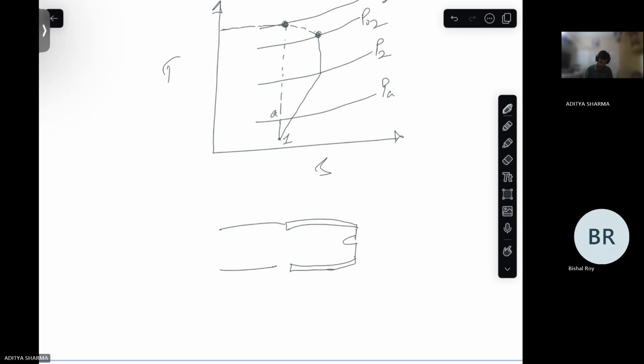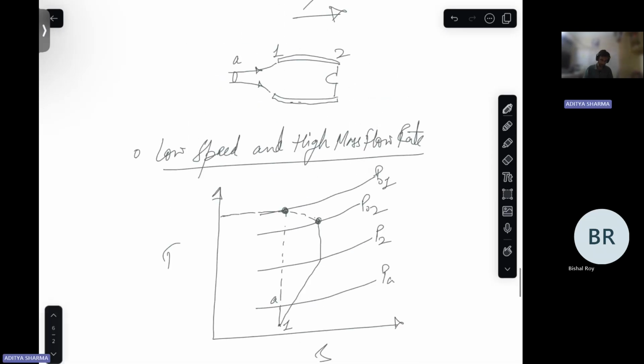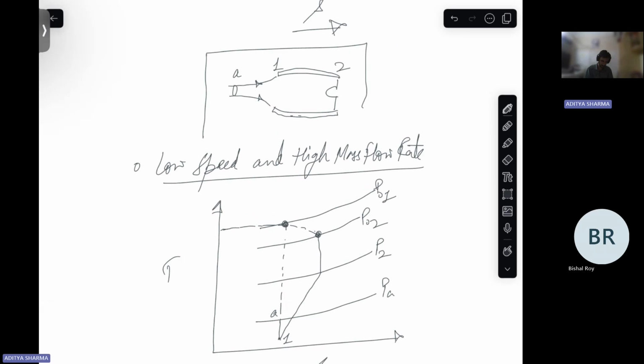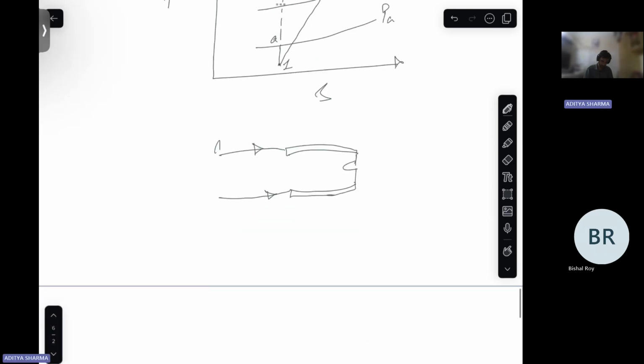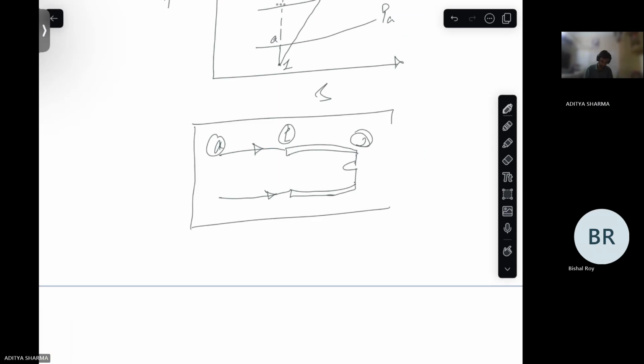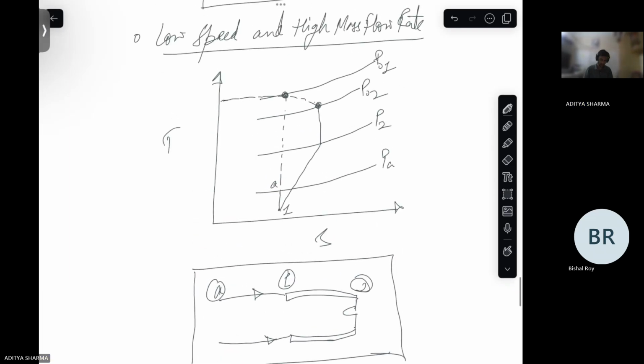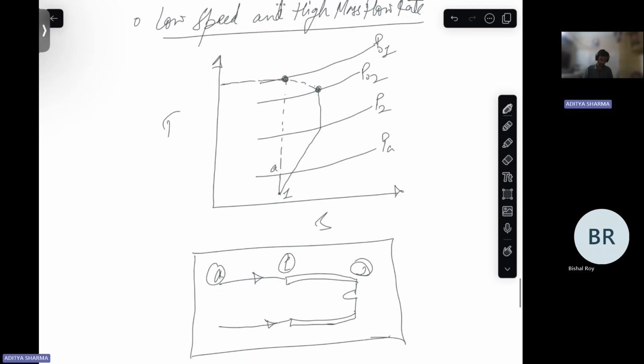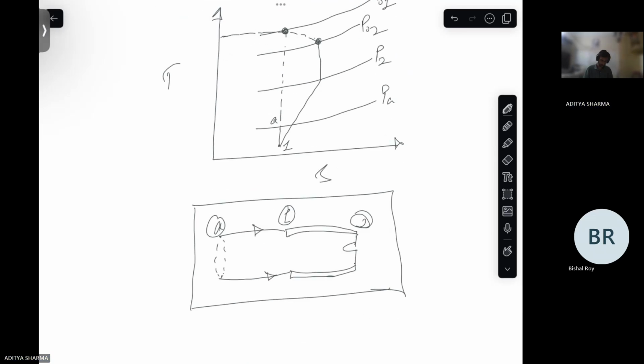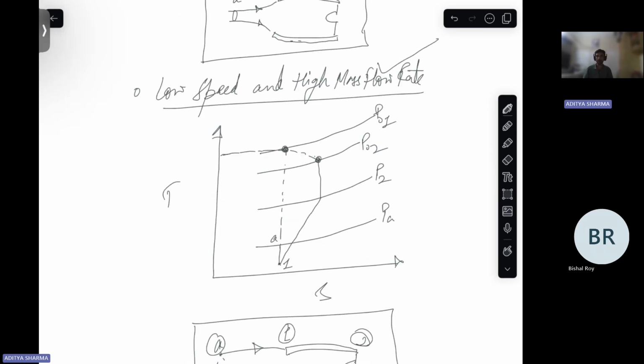Something like this. And the stream tube here is wider in comparison to your previous case. This is A1, 2, for your second case. So for these two cases, because this area is more, in that case your mass flow rate is high. Intake mass flow rate is high.